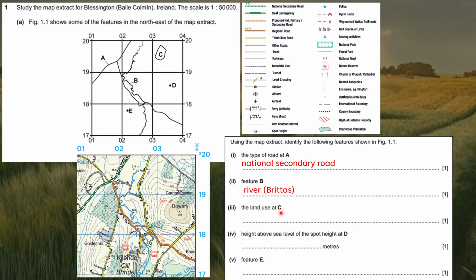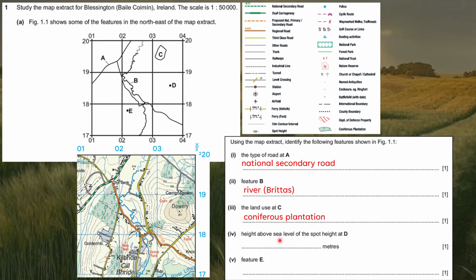So the land use at C, top right over here. Well, we can see it's crossed with green and there are some little trees in there. So that's a good indication it's going to be some kind of forest or plantation, something with trees. And then if we look at our key over here, we have coniferous plantation. Perfect. That's what we need. It's over here.